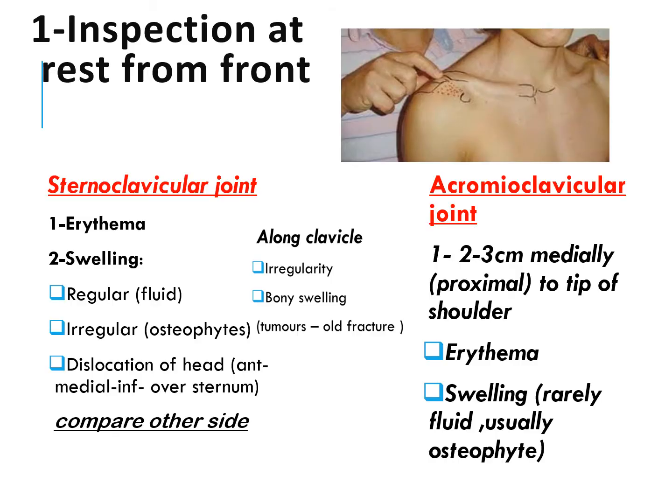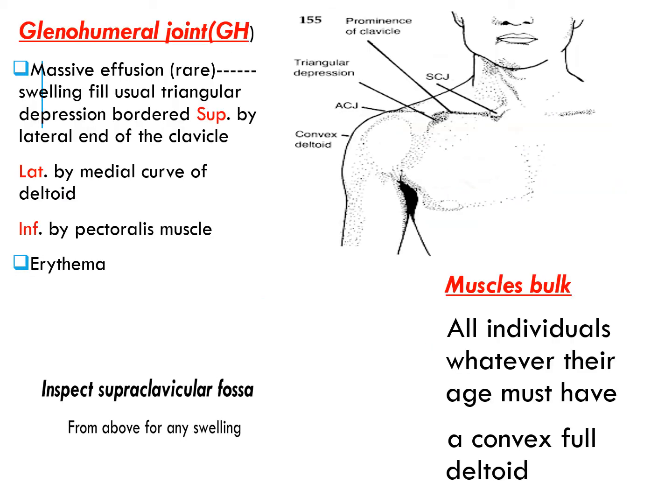This is the shoulder joint, and here is the acromioclavicular joint at the tip of the shoulder. Look for erythema of the overlying skin, and swelling, whether it is fluid or osteophytes due to a degenerative process. The glenohumeral joint, or the shoulder joint here, we should inspect for any swelling, because it is a deep joint.